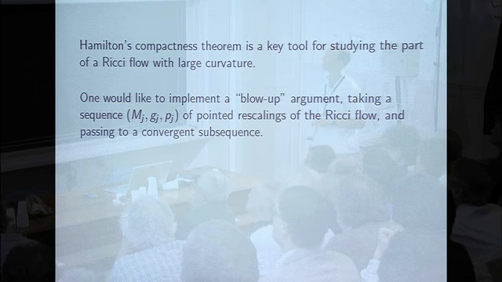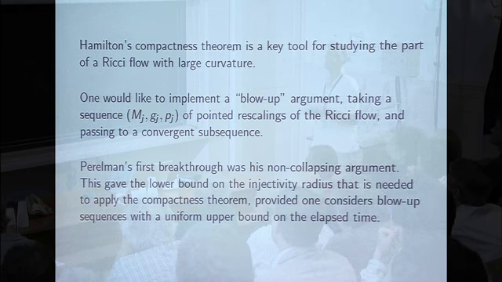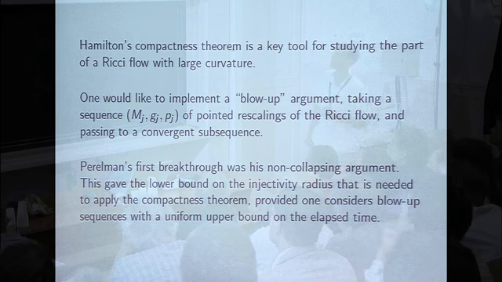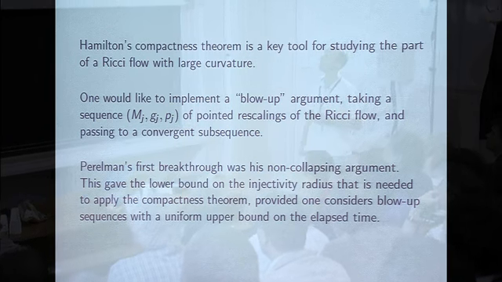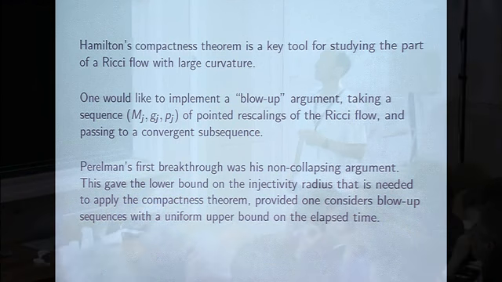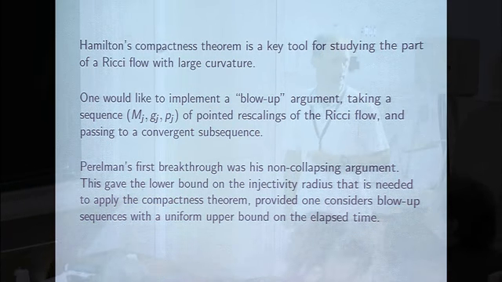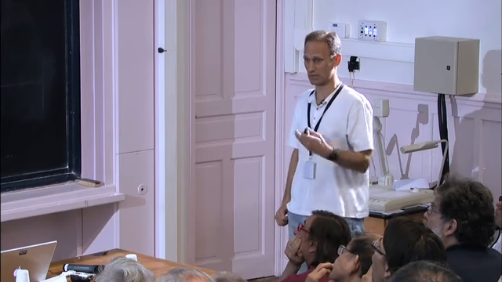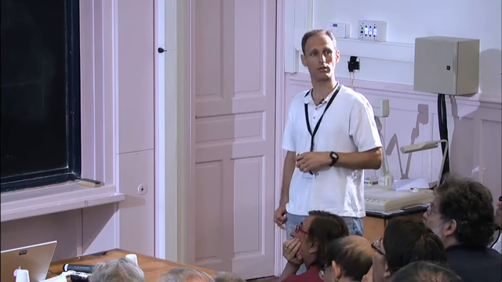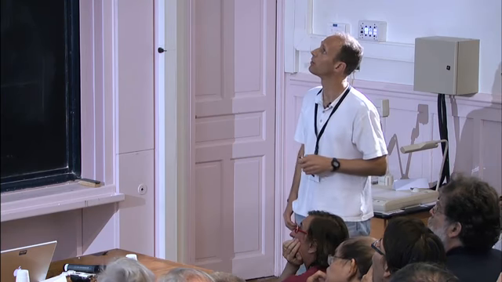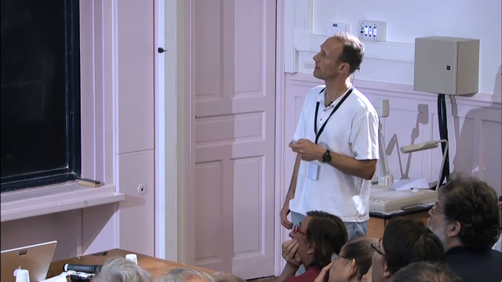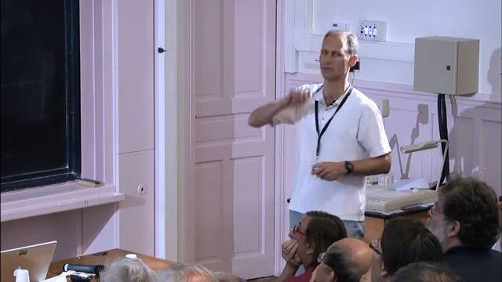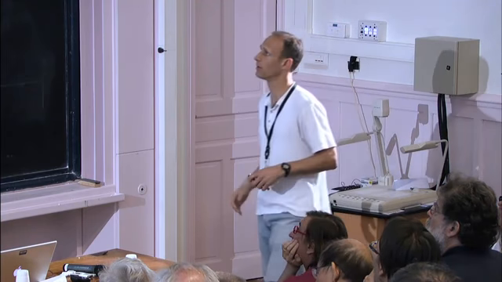And so Perelman's first breakthrough was what's known as his non-collapsing argument. He showed that in this kind of situation of such a blow-up argument, you will always have the lower bound on injectivity radius that's needed to apply the compactness theorem. So therefore, you always can take the limit. And this was a major obstacle for Hamilton prior to Perelman's work. Okay? I should just say that the injectivity radius bound in the non-collapsing argument is applicable only when you consider sequences of points in space-time where there's a uniform upper bound on the elapsed time.